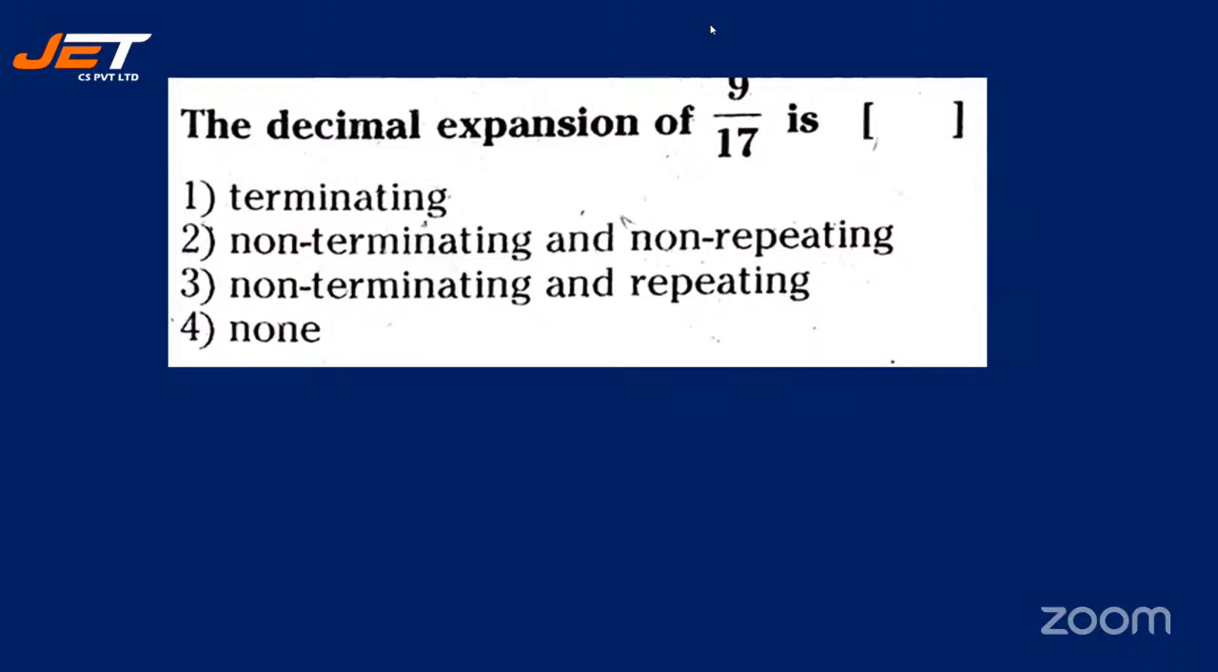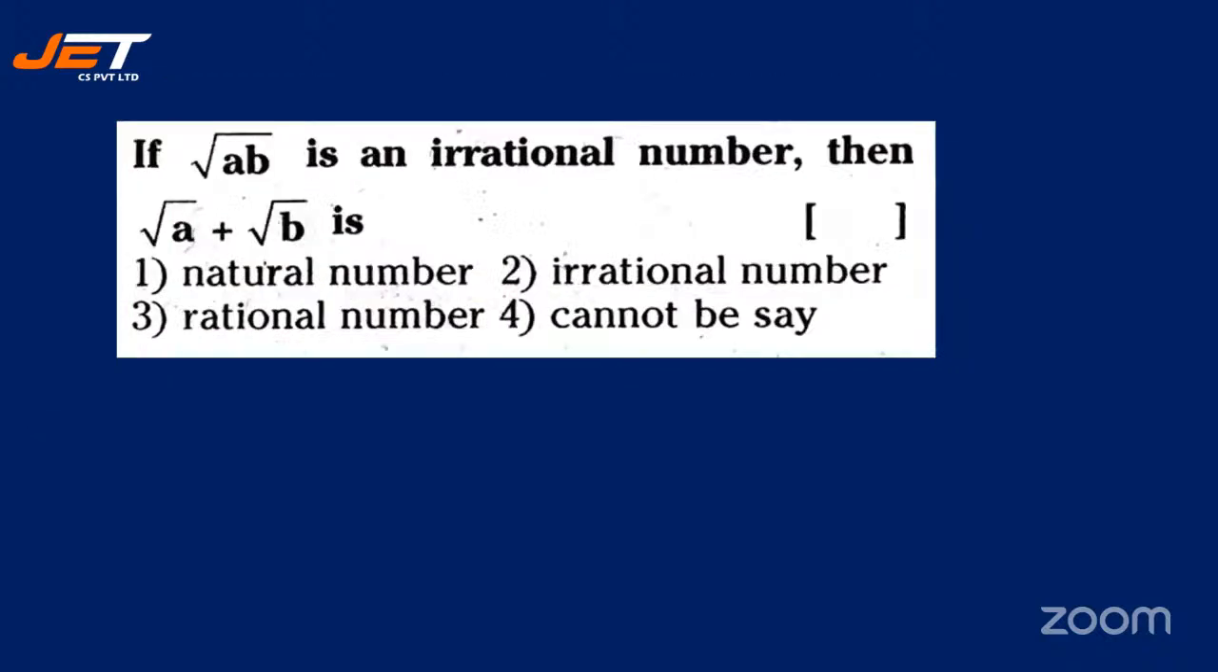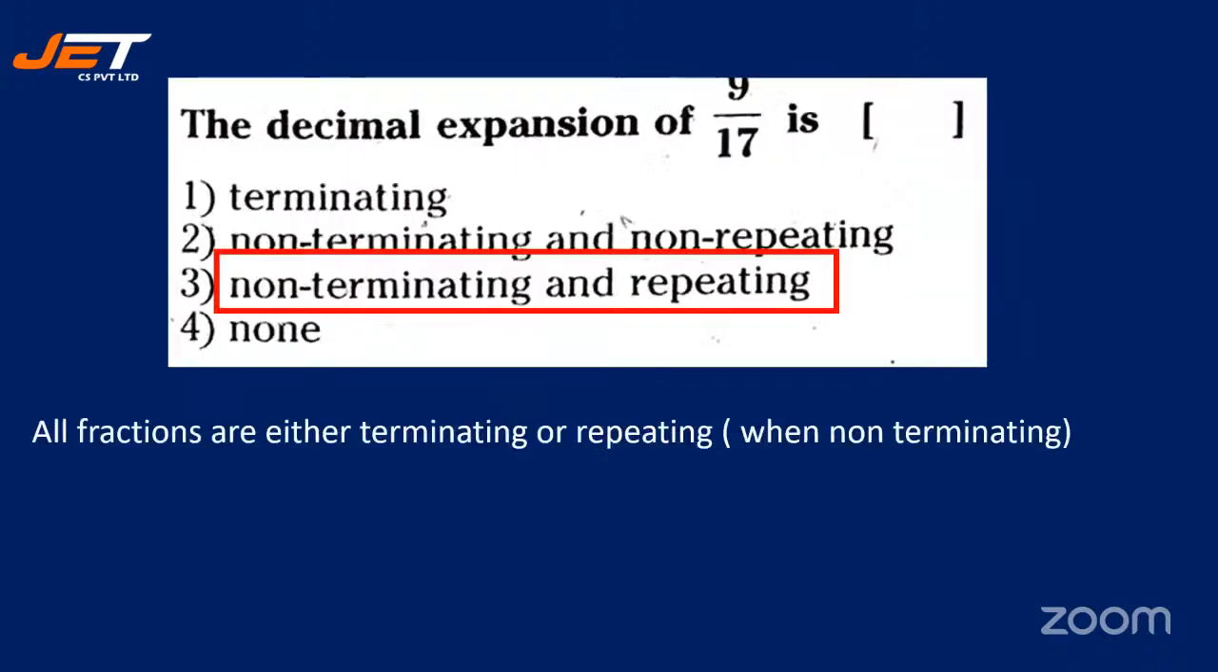Let's see the answer. It is none other than non-terminating. Because when you divide 9 by 17, we get it as non-terminating and repeating. So all fractions are either terminating or repeating. When it is not terminating, then it is repeating.